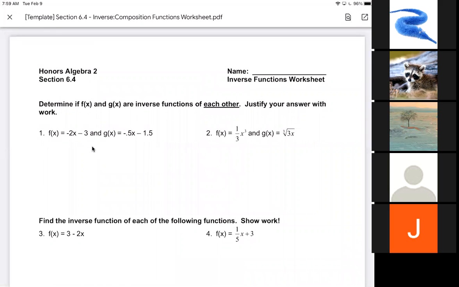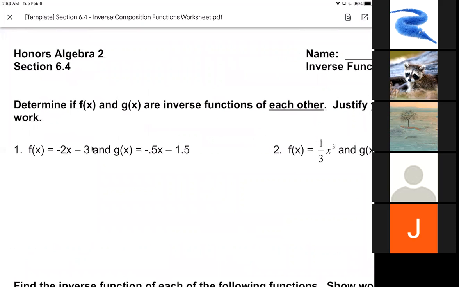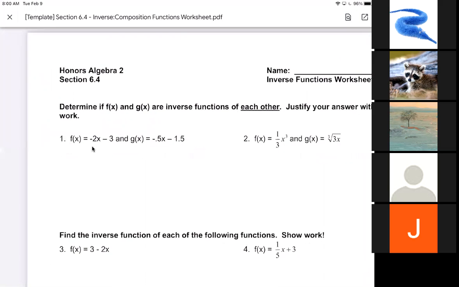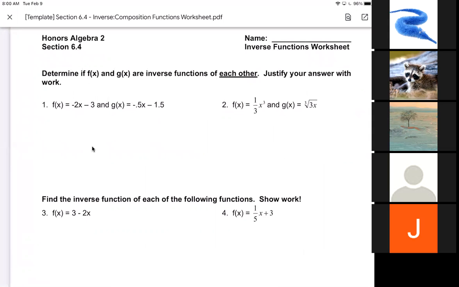The first 2 questions give you 2 functions, and you're supposed to determine if they're inverses of each other. And then it does say justify your answer with supporting work. So these are like the problem we just finished. You don't have to find the inverse, but you need to show that f of g of x equals x. You need to do both cases, f of g of x equals x and g of f of x equals x. So that's the two problems here. So you're not finding the inverses because both of them are inverses of each other.